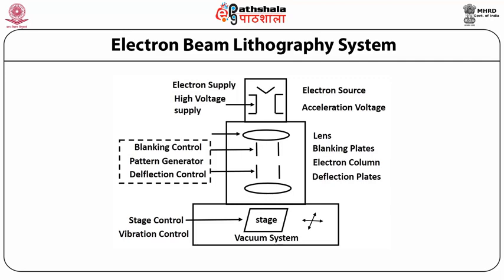The beam deflection system is used to scan the beam within a writing field, typically 100 micron square up to 1 millimeter square. The movement between writing fields is performed by the motorized stage controlled with a laser interferometer to achieve the smallest possible stitching error between those writing fields.